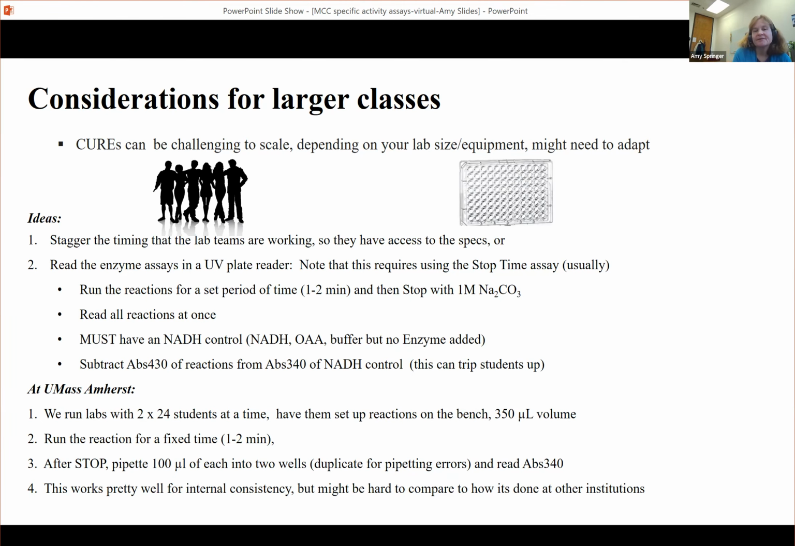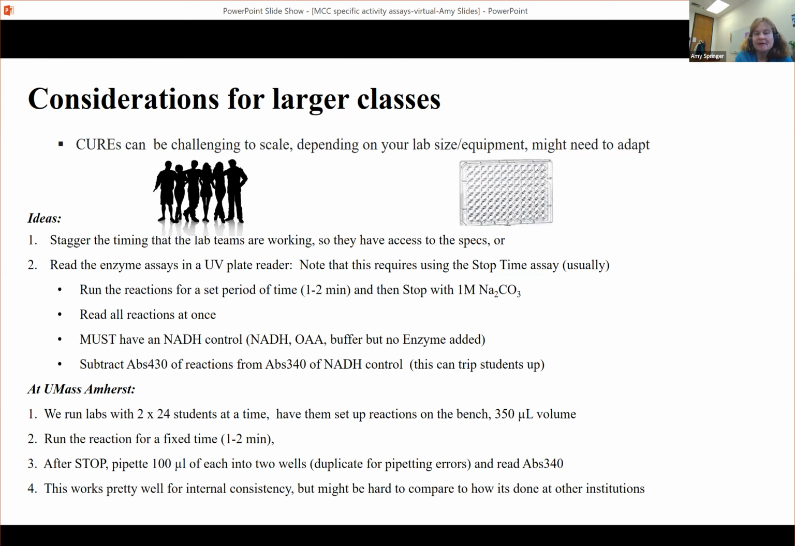Our solution to that is to use a microplate reader. With the microplate reader, you can't actually follow them in real time unless you buy the $100,000 edition that lets you do all the robotics and follow them in real time. So we do a stop time assay, which means we run the reactions and then we stop them with sodium carbonate. We run the reactions for about 1 or 2 minutes. That's about the amount of time the students can handle. Then they stop all the reactions, and we read all the reactions in one read.